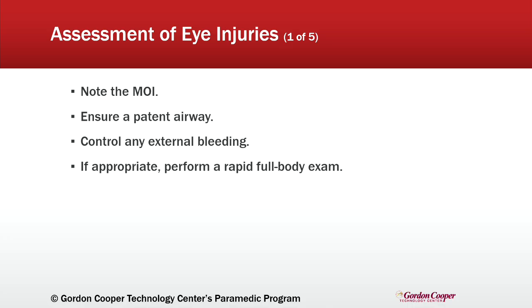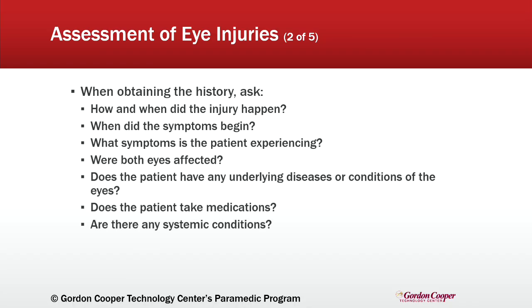You should begin your assessment by noting the mechanism of injury, then ensure the patient has a patent airway and is breathing adequately. Be sure to control any external bleeding. If it's appropriate, perform a rapid full body scan. When taking the patient's history, you should ask a series of questions including how and when did the injury happen? When did the symptoms begin, and what symptoms is the patient experiencing? You should ask if both eyes were affected and if the patient has any underlying eye conditions or diseases. Finally, ask if the patient is taking any medication and if they have any other systemic conditions that we need to be aware of.